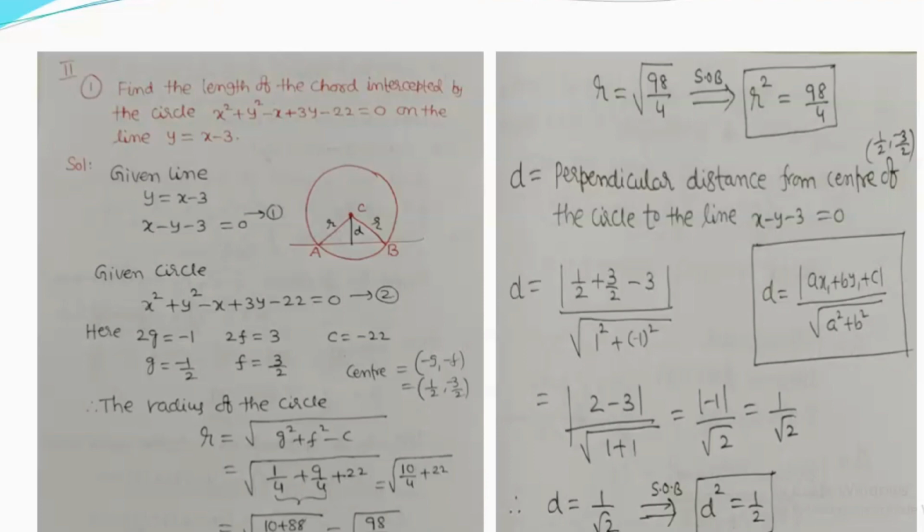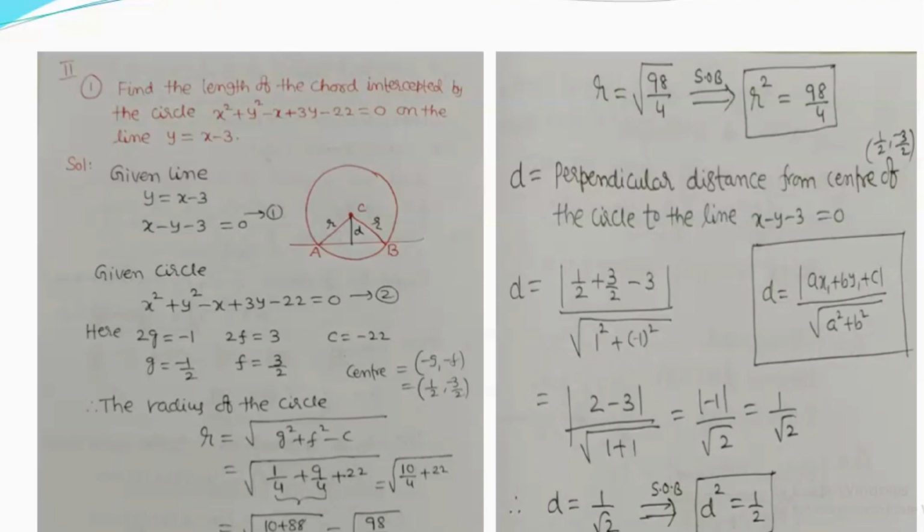Find the length of chord intercepted by the circle x square plus y square minus x plus 3y minus 22 equal to 0 on the line y equal to x minus 3. Whenever the length of chord concept is there, you have to find out from the equation of circle the radius and center. From the center of the circle to the line, you have to calculate the perpendicular distance.